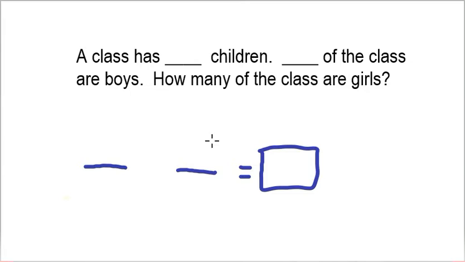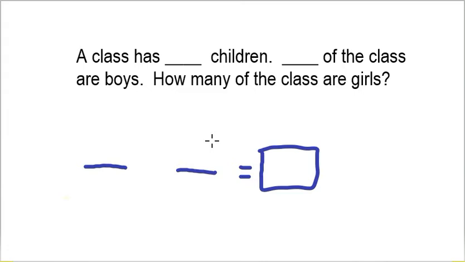Now, we're looking at a class of children. And you see, children implies both boys and girls. So that would be a total, okay? So we're looking at a total here, and we're looking at a number of boys here. And you have to determine from this total and the number of boys what the answer is. Now, how do you think we would do that?